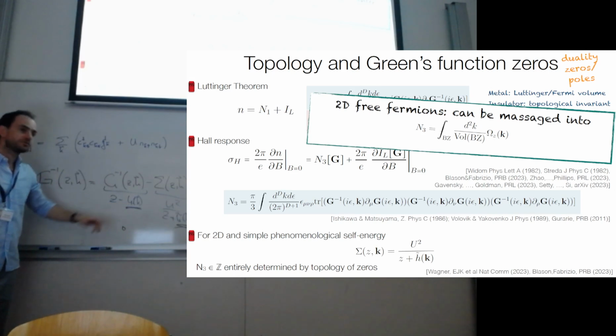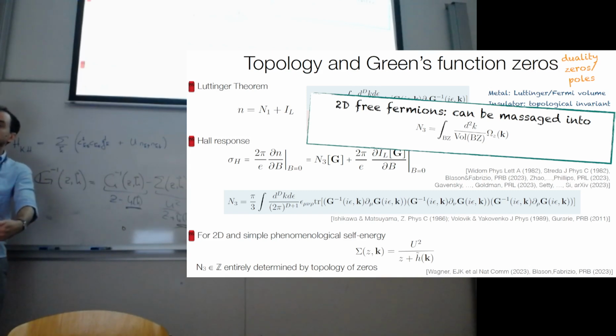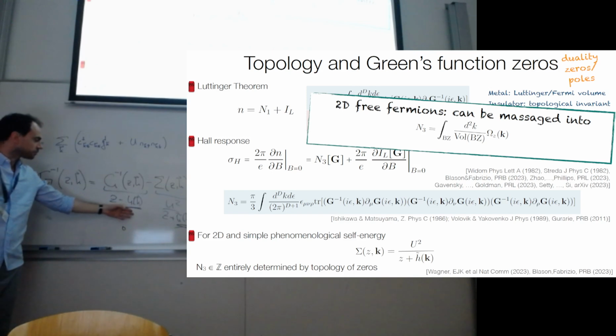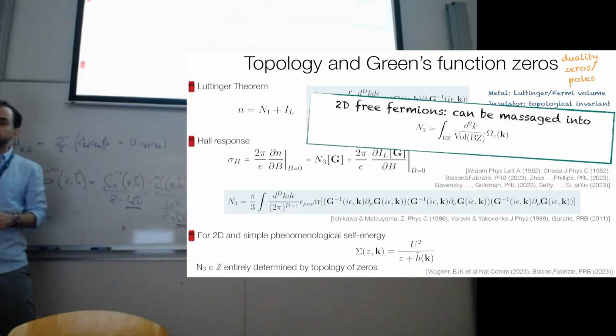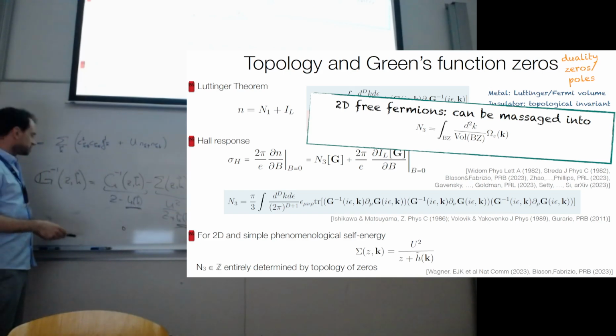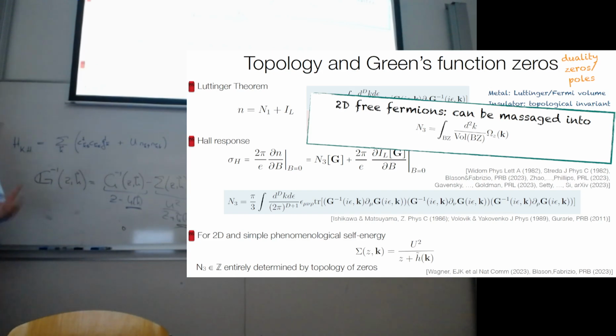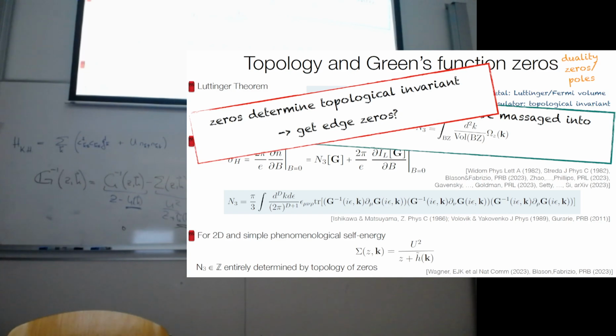The H's give the dispersion to the Hubbard bands. These are bands that in the imaginary part of the Green's function appear at energies of the order of U. But their topology doesn't enter anymore at all. Only the topology of H twiddle enters. So the topology of zeros entirely determines N3 in these simple models. Alright. So as I said, the zeros entirely determine the topological invariant.